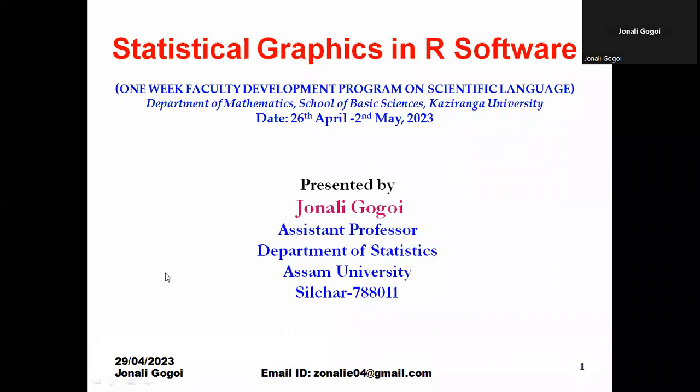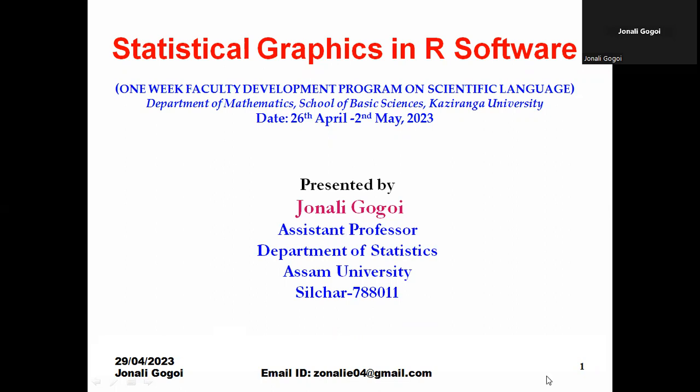And I welcome all the participants to my second session, which is based on statistical graphics in R software. So now I'm going to present on this topic. Yesterday I taught about what is R, the basics of R. So this is related to statistical graphics in R software.